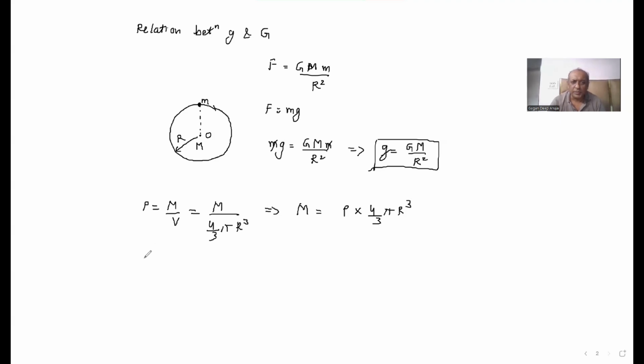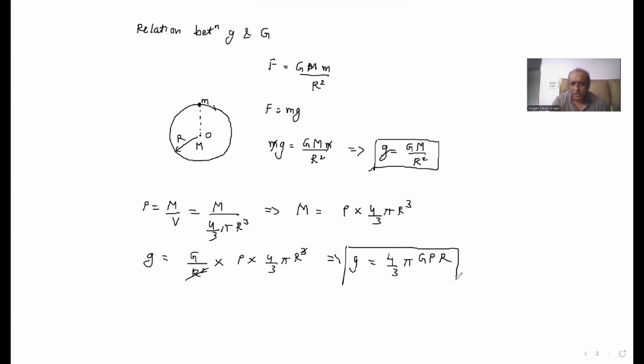That means small g can also be written as capital G divided by r square multiplied by mass. Mass I'm putting as rho into 4 by 3 pi r cube, where rho is the density of Earth. So this r square will get cancelled, and we are left with only one r in the numerator. So this implies that small g is equal to 4 by 3 pi G rho r.